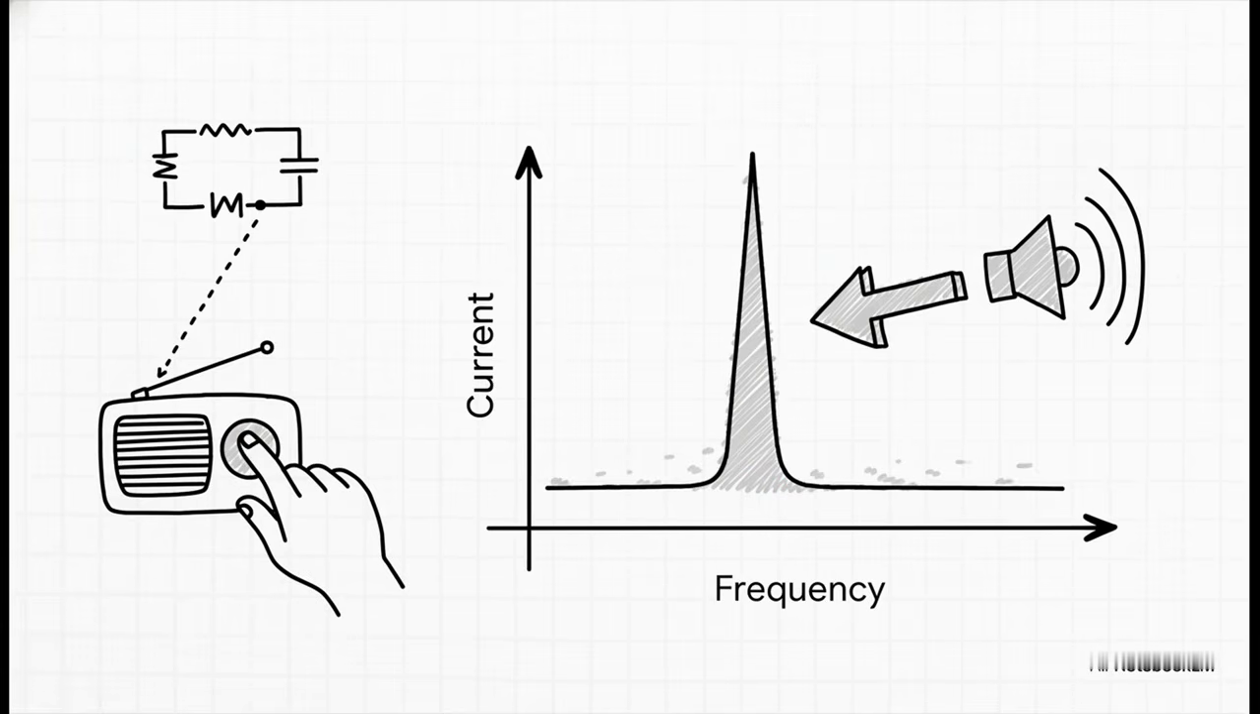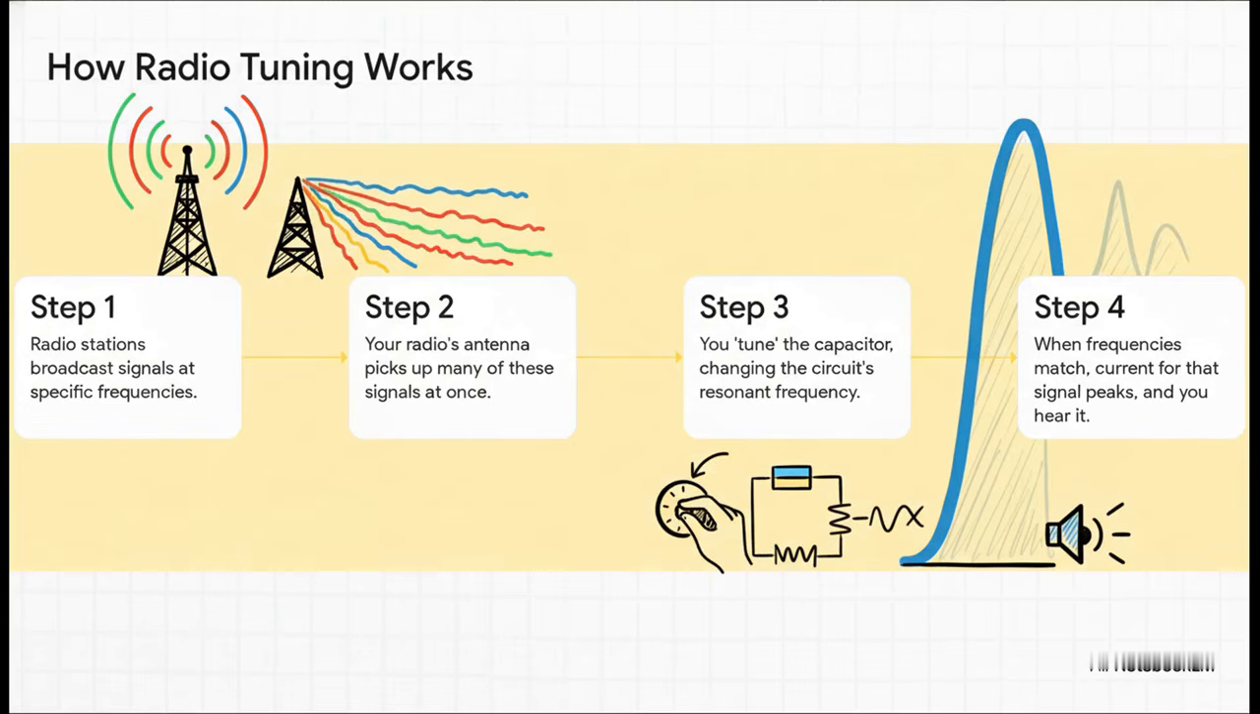That sharp peak of current, that is your radio station. When you turn the tuning knob on an old radio, what you're actually doing is changing the capacitor inside. You're changing the C in your LCR circuit. So think about it. Every radio station is broadcasting at its own unique frequency, right? Your car antenna is getting hit with all of them at the same time. But when you turn that dial, you're changing your circuit's resonant frequency. You're tuning it. And when you adjust it just right so that its special resonant frequency matches the frequency of the station you want to hear, bam, the current for that signal and only that signal spikes through the roof. It gets amplified, and that's what you hear loud and clear. Everything else just stays as quiet background noise.